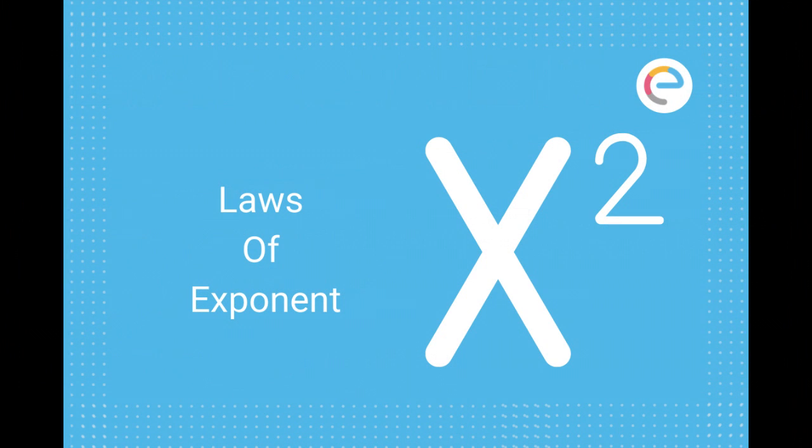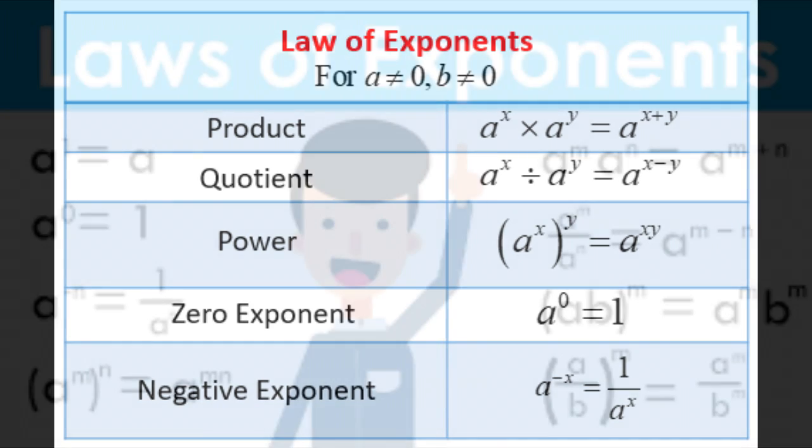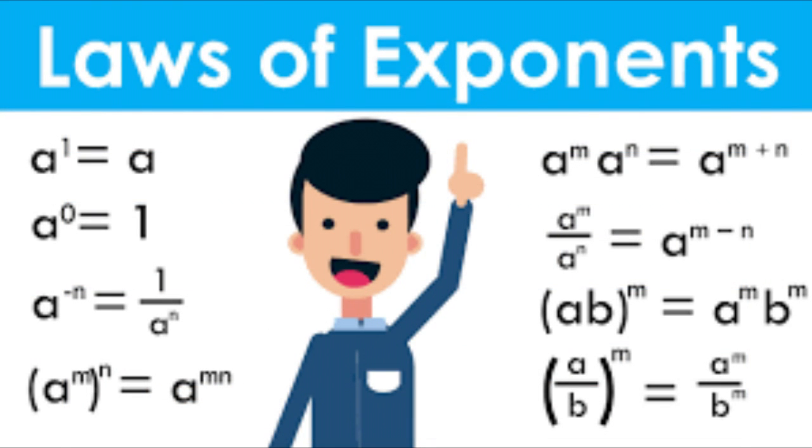Then we have to learn about the laws of exponents, which are the rules for simplifying exponents when multiplying or dividing expressions with a common base and different exponents. We have 5 laws which are product, quotient, power, zero exponent, and negative exponent. Here, the variables a, b, n, and m are natural numbers. A and b are called bases, m and n are the exponents.